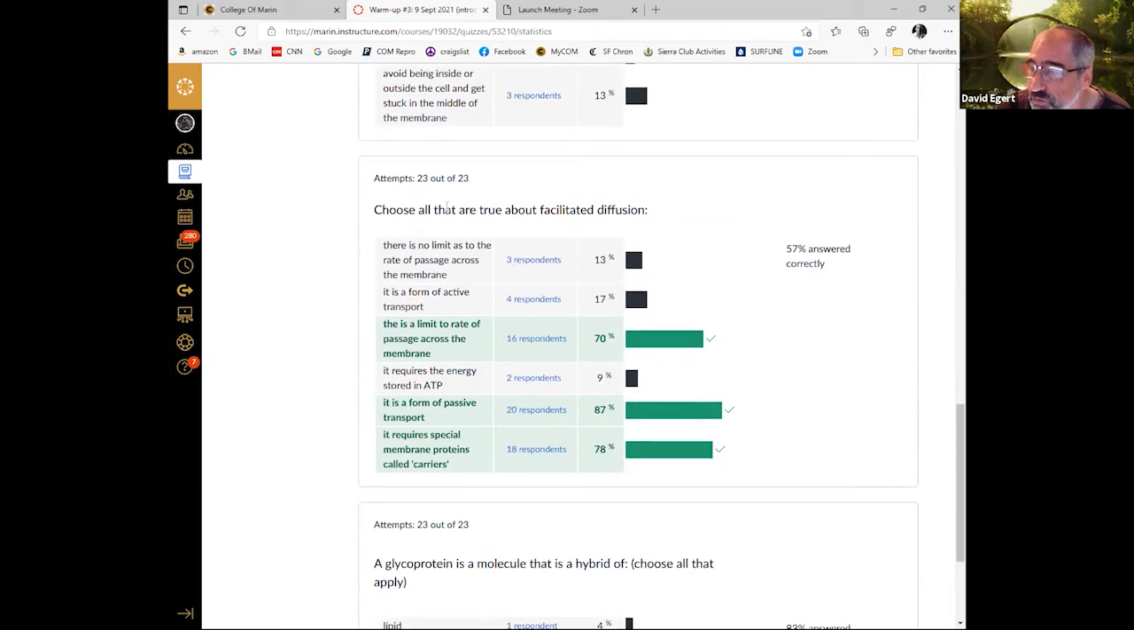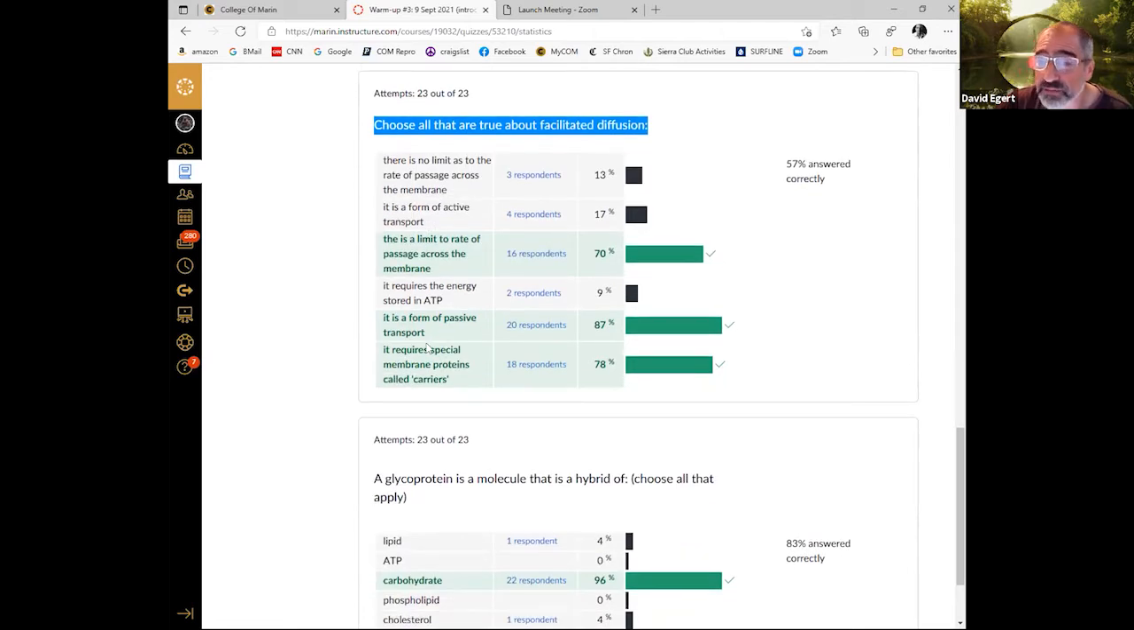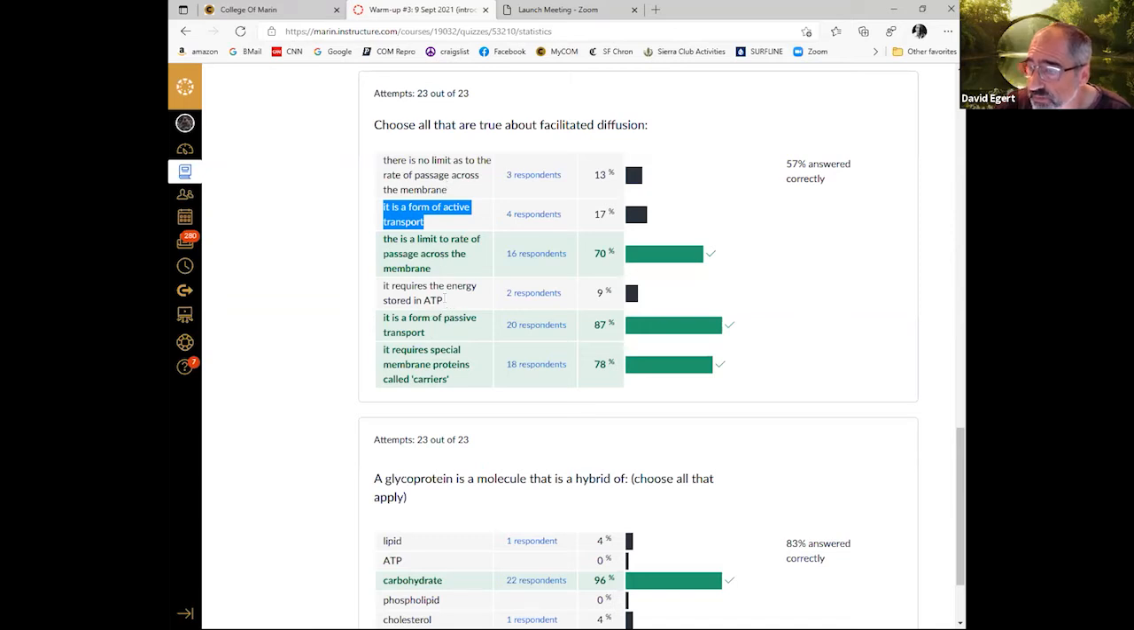Let's see. Choose all that are true about facilitated diffusion. All right, so this, again, we talked about, this is that special case of diffusion using carriers, but it's still diffusion. It is not active. We're going to talk about different forms of active transport today, but facilitated diffusion is still diffusion. It's still just going to go from high to low concentration. It's not going to require an addition of additional energy. Yeah, so it's a form of passive transport.